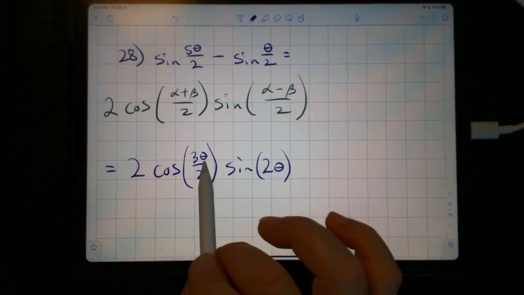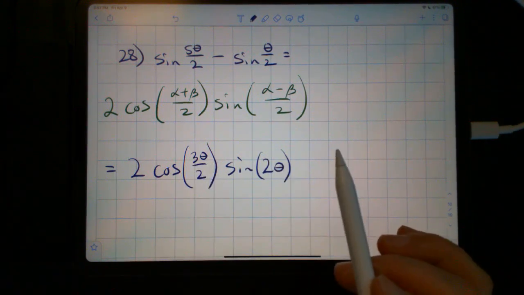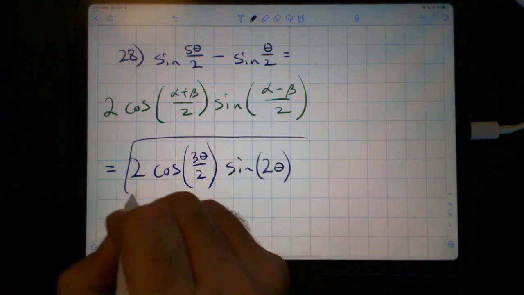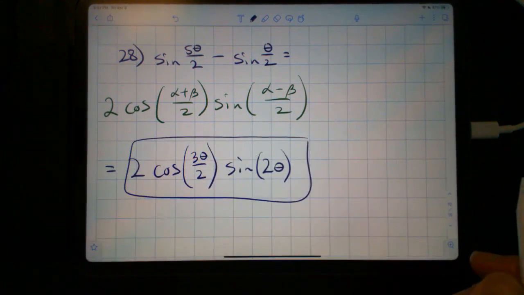So if that theta were a pi or some other angle, I could further simplify this. I'm going to leave this as this because that's good enough.